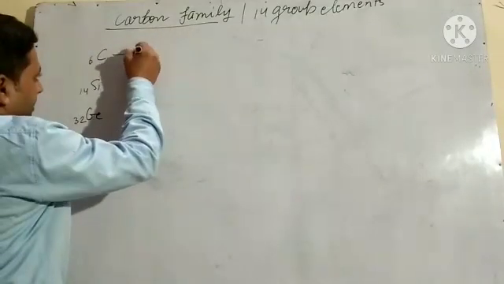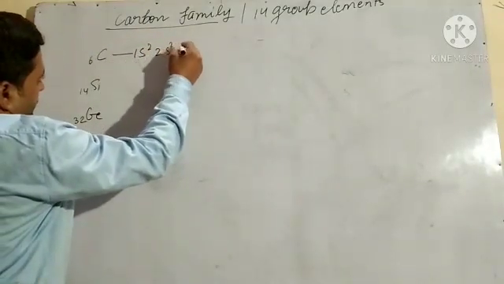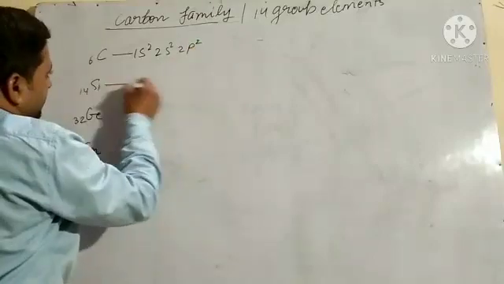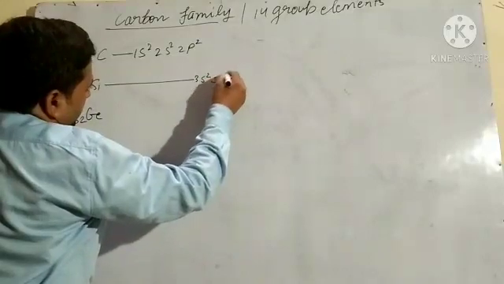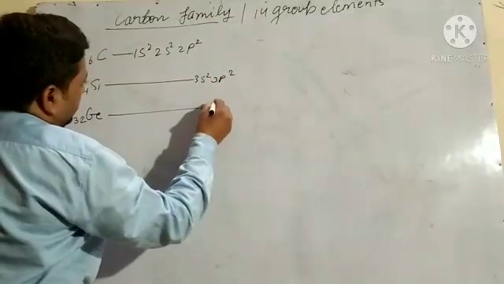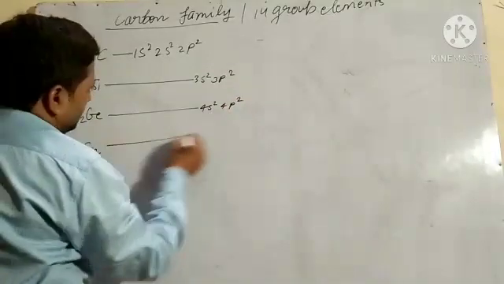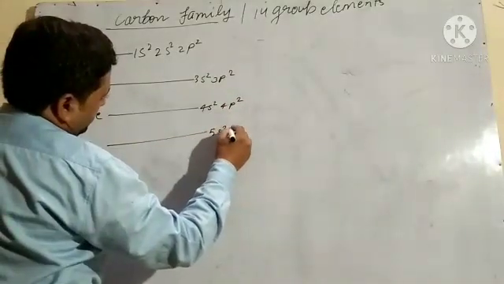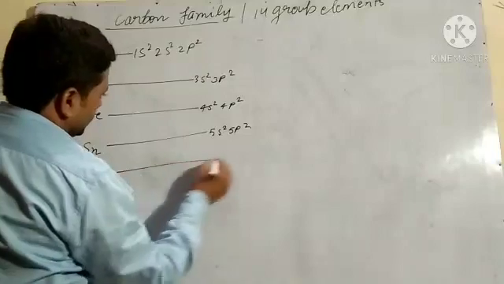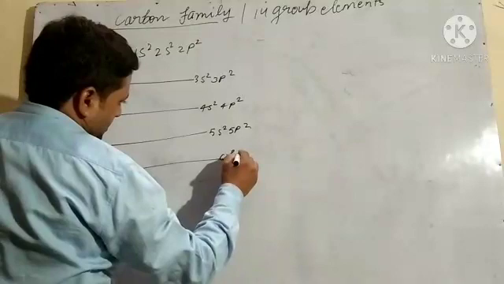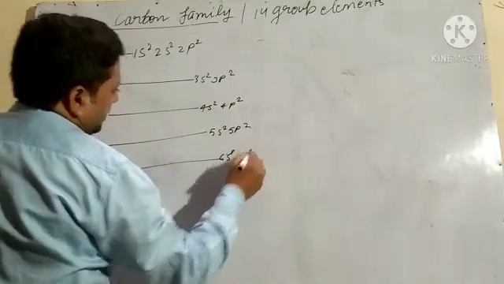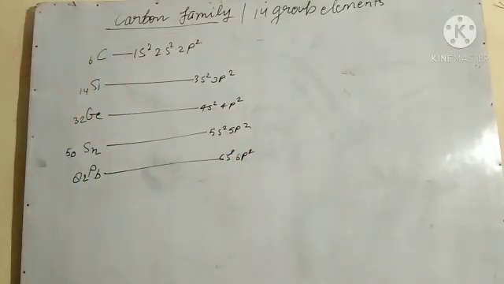And let us write their electronic configuration. So what is the electronic configuration of this one? 1s2, 2s2 and 2p2. Then we will get 3s2 and 3p2. This is 4s2, 4p2, 5s2, 5p2, 6s2 and 6p2, like this. Okay students, and let us see here.